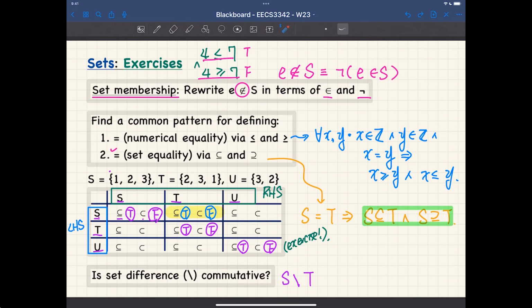Do you guys know the word commutative over here? What does it really mean to be commutative? That means it doesn't matter the order in which you apply the operands. Addition will be commutative because A plus B is the same as B plus A, also for multiplication. So now, for set difference, is it commutative in general? No, actually.